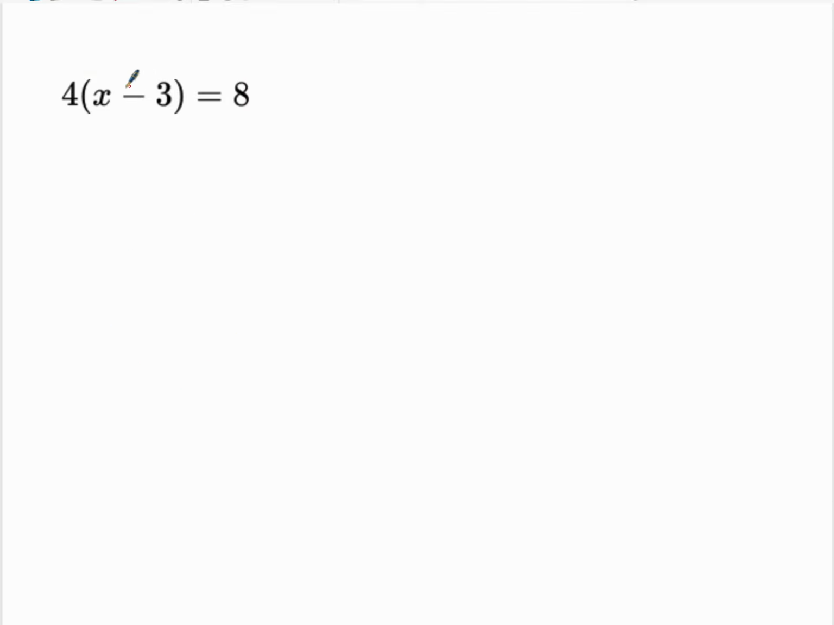Very similar to the last one, except this time it's subtraction inside the parentheses. So as always, we have to make sure that we pay close attention to those symbols, because we've got to make sure that we keep the pluses and the minuses straight. So this time we would multiply here. 4 times x is 4x. And then 4 times a minus 3 this time, or 4 times negative 3, would be negative 12, or minus 12. Haven't done anything to that side yet, so it still equals 8.